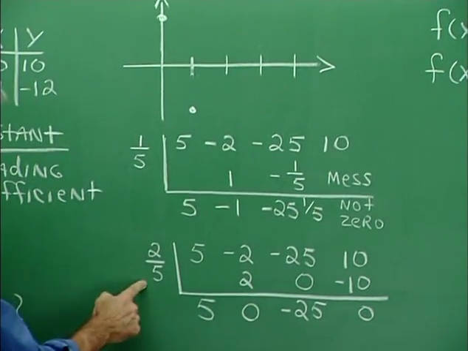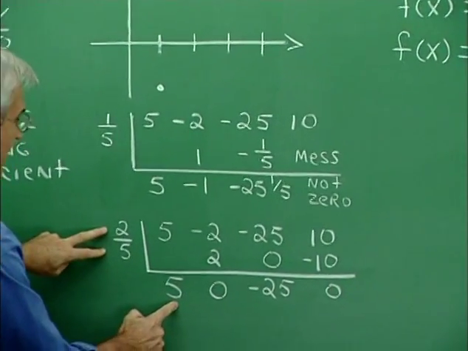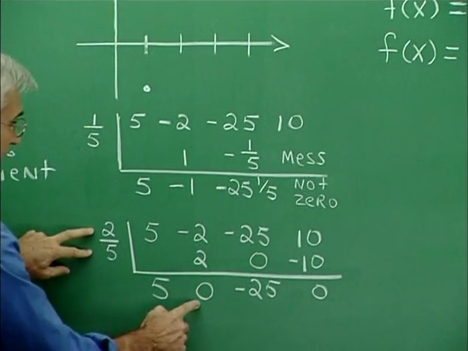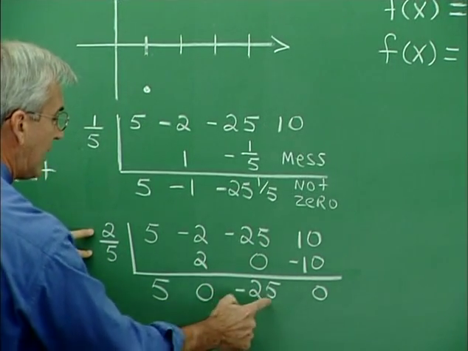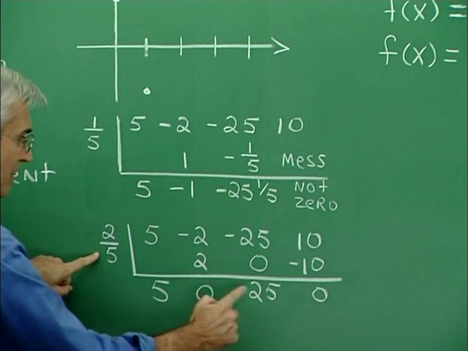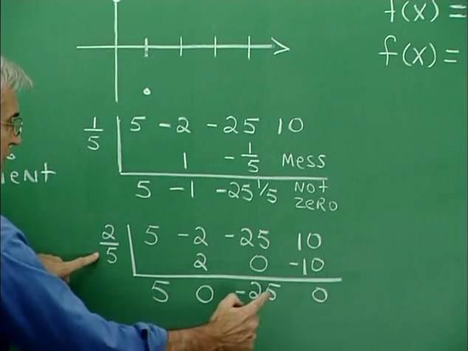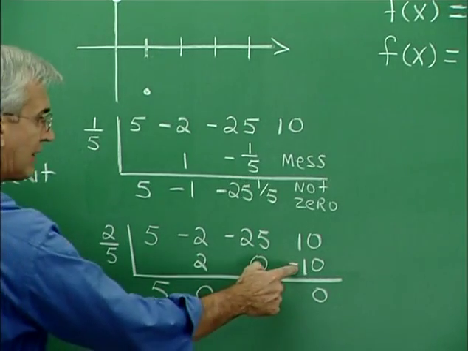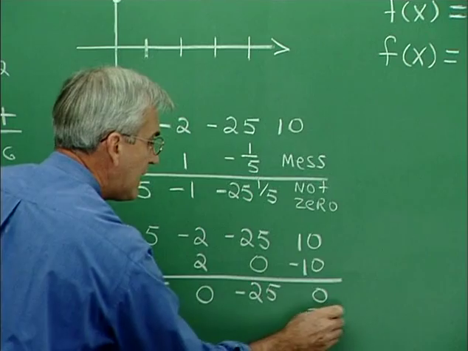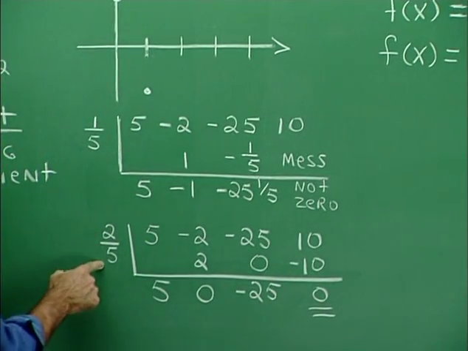Now let's try 2/5. Bring down the 5. 2/5 times 5 is 2. 2 with negative 2 is 0. That's nice. 2/5 times 0 is 0. Together, negative 25. 2/5 times negative 25, the 5 and the 25 cancel, leaving negative 5. 2 times negative 5 is negative 10. 10 with negative 10 is 0. So we do indeed have a zero at 2/5.